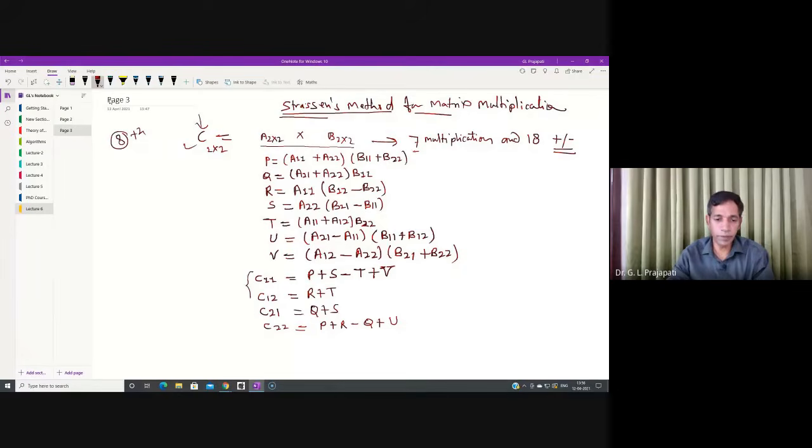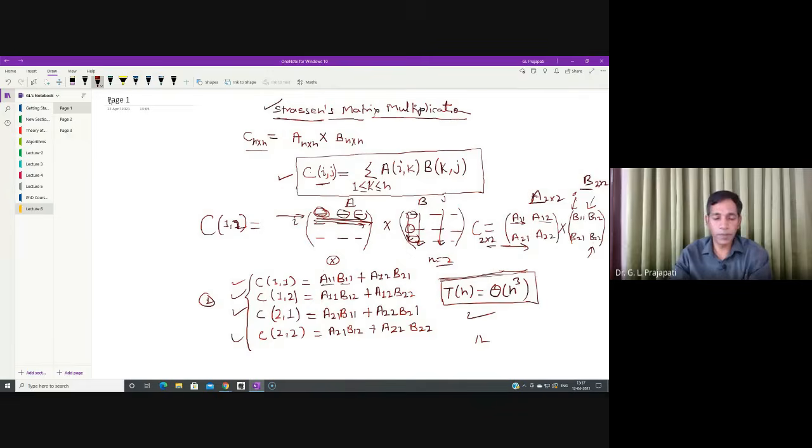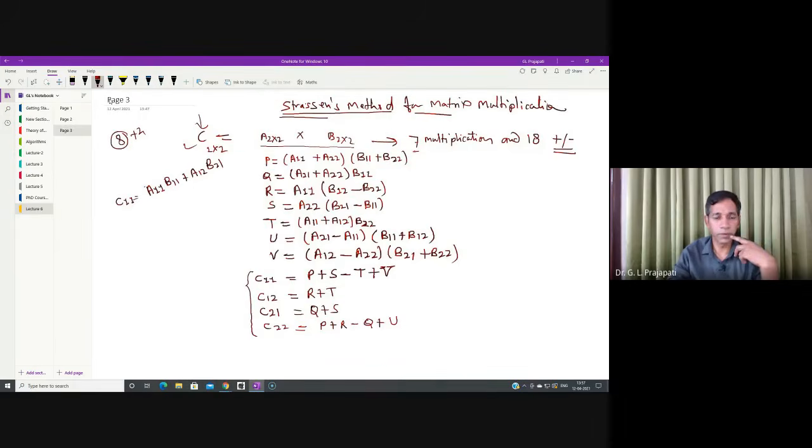This is the way you can obtain the entries. See how you can obtain the entry C11. If you go for the brute force method, then you know C11 is what? If you go to the formula, you see that C11 is A11 B11 plus A12 B21. So this is the formula. And using Strassen's, how are you going to obtain it?